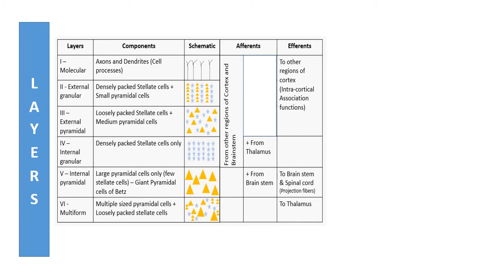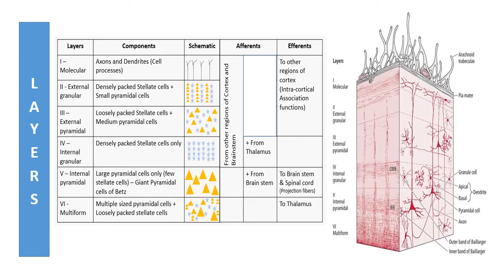The other layers contain stellate cells, medium or small sized pyramidal cells or large sized pyramidal cells, and densely packed or loosely packed stellate cells, which are of less concentration. This 5th layer, which contains the Betz cells, is very important, as it gives rise to the corticobulbar and corticospinal tracts. This is the picture which shows the cross section of the cerebral cortex.